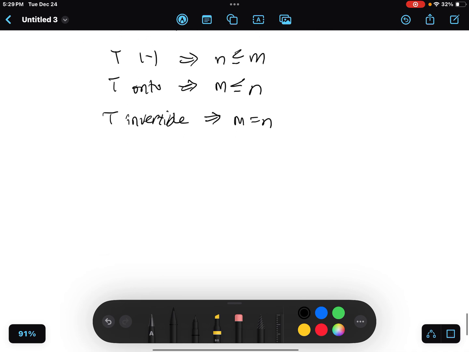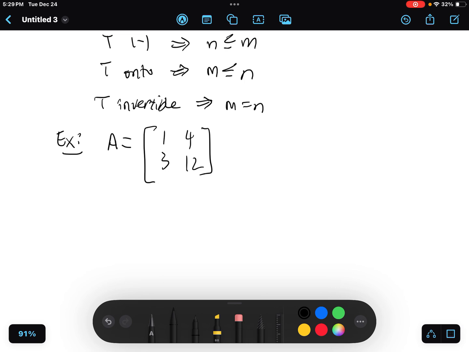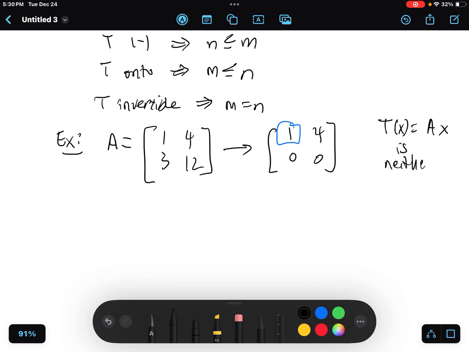For instance, if you have the matrix A where the first column is 1, 3 and the second column is 4, 12, when you row reduce it you're going to get this. So you only have one pivot row and one pivot column. So this function, T of x equals Ax, is neither one-to-one nor onto.